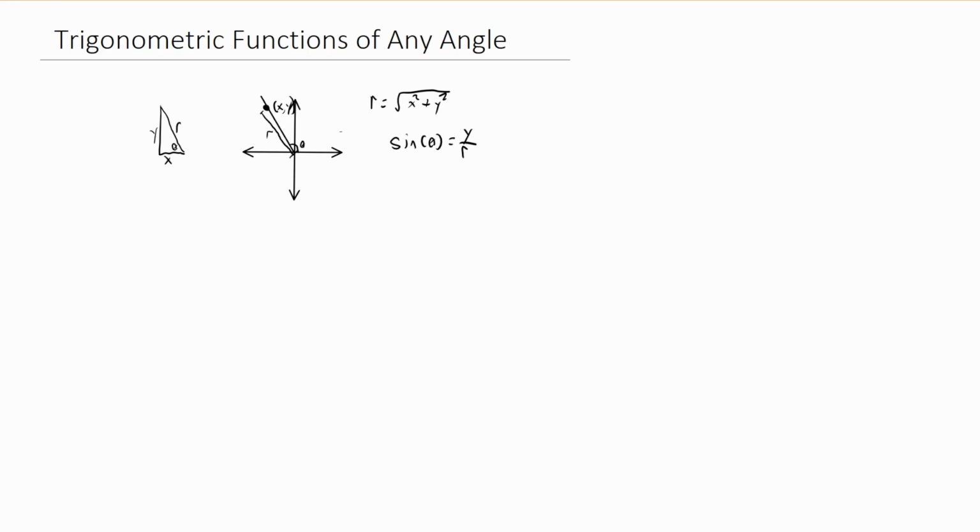So our sine would be y over r. Our cosine is going to be x over r. Our tangent is going to be y over x. Our cosecant is going to be r over y. Our secant is going to be r over x. And our cotangent is going to be x over y.